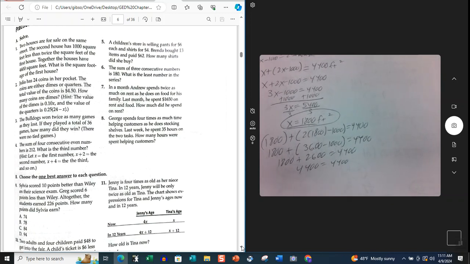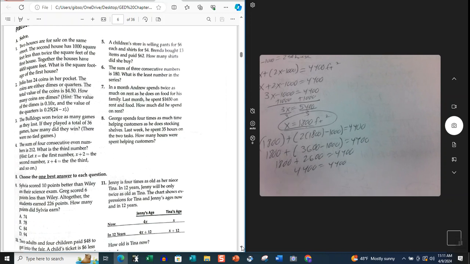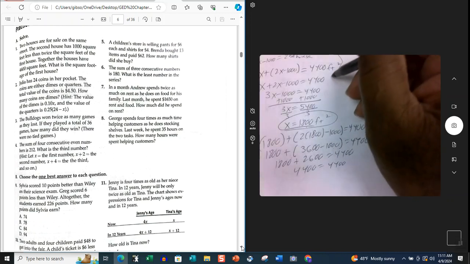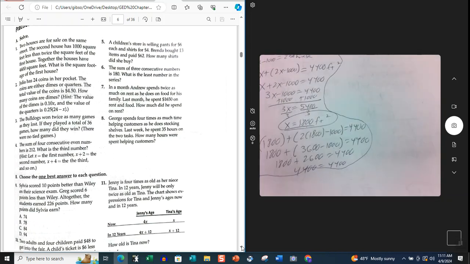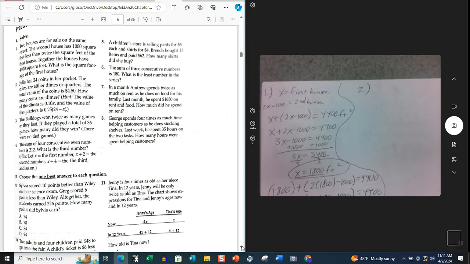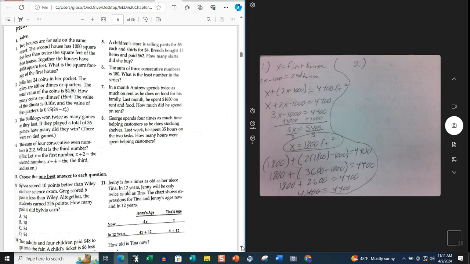Now this is how you could check the problem. Now we're not going to check every problem, but if you want to, you can check the problem if you so choose. All right, now we go here to problem number 2. It says Julia has 24 coins in her pocket. The coins are either dimes or quarters. The total value of the coins is $4.50. How many coins are dimes?